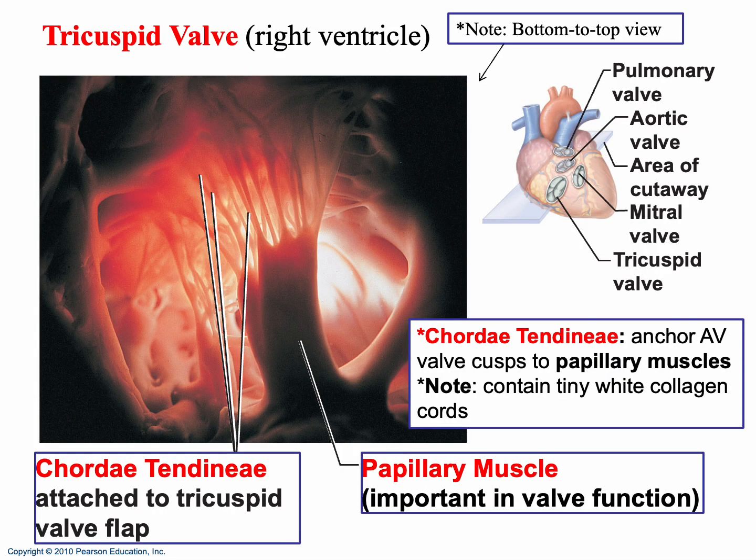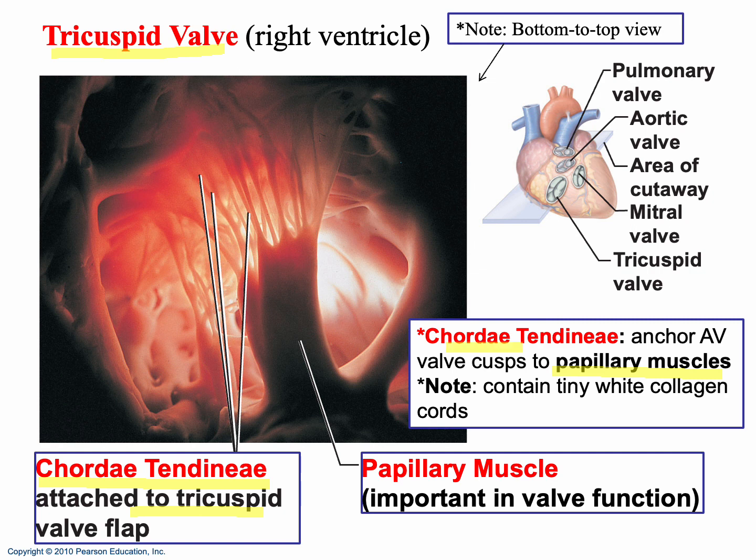In this image here, we're looking at the tricuspid valve. So again, that regulates blood flow from the right atrium to the right ventricle. This valve will assist with opening and closing of the blood. And there are two structures that will assist with this process. You have the chordae tendineae, and this structure here is directly attached to the tricuspid valve flap. The chordae tendineae are also attached to papillary muscles.